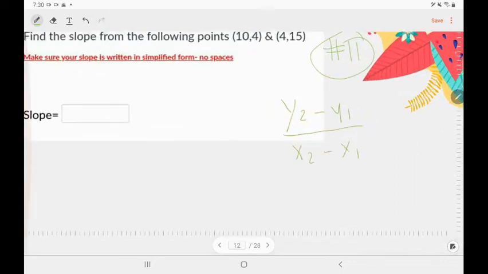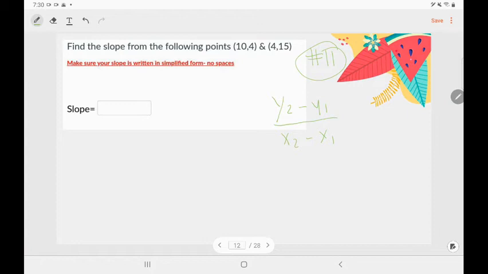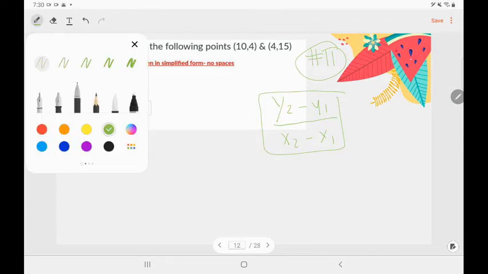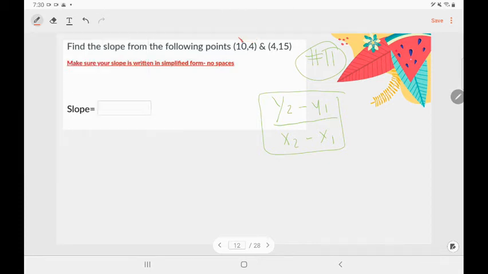So the very first step is to identify what the y1 and y2 numbers are. So if I go up to my ordered pairs up top, and I'm going to change my color, make it a little thicker. Remember, all points are x and then y. And because this is my first point, I label them with little ones. That means 4 is an x1, 15 is a y1, and because this is my second point, they are x2 and y2. Now that I have them labeled, I'm just going to replace those in my formula.